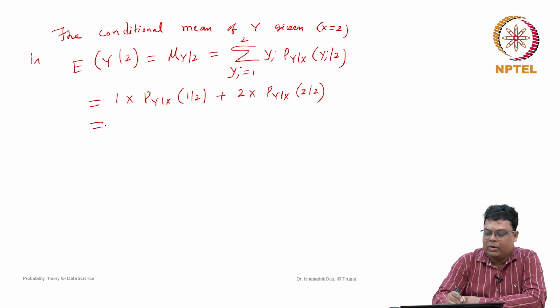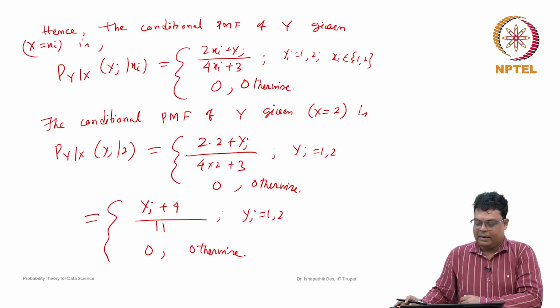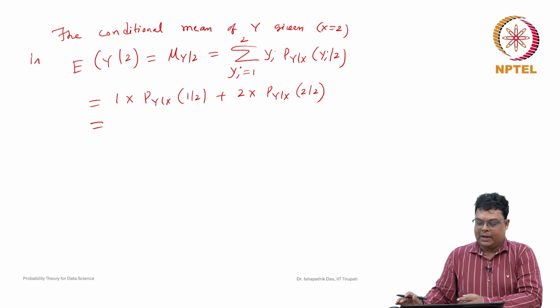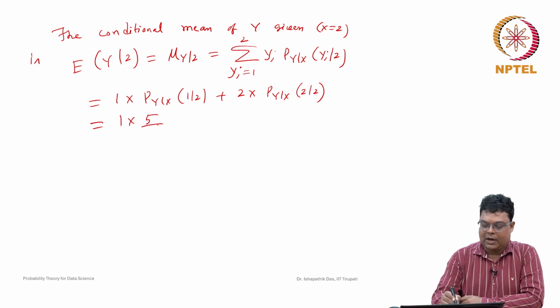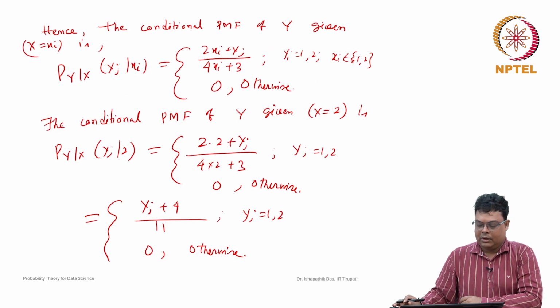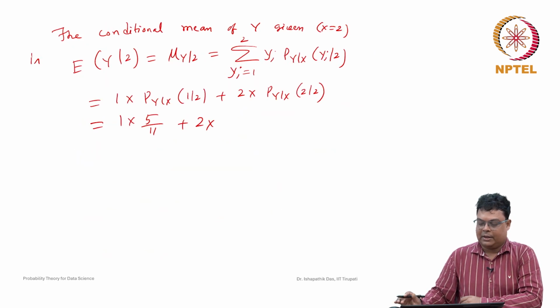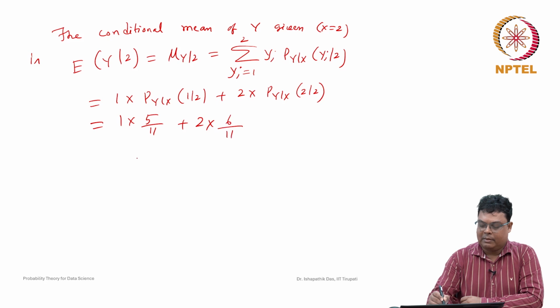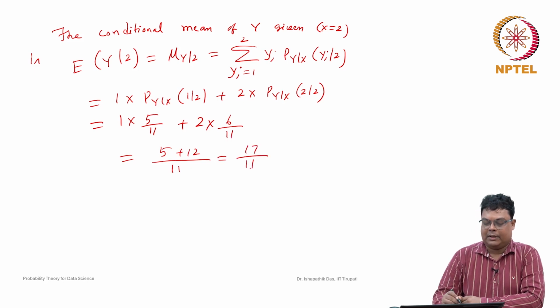So we put in these values: for y equal to 1 this is 5 by 11, so 1 into 5 by 11, plus 2 into 6 by 11, where 6 by 11 is the value for y equal to 2. So this is nothing but 5 plus 12 by 11, so this is 17 by 11.